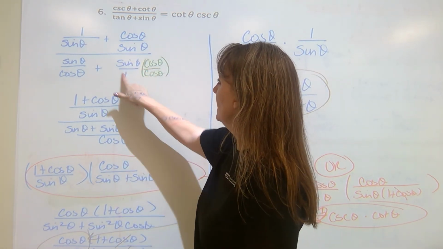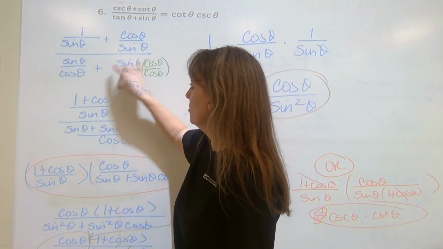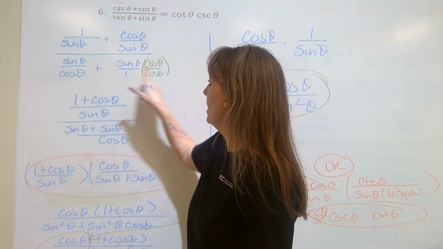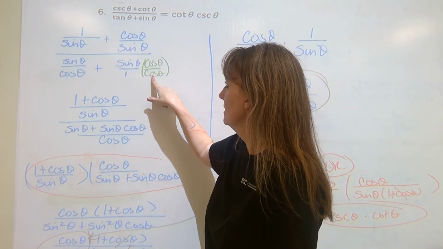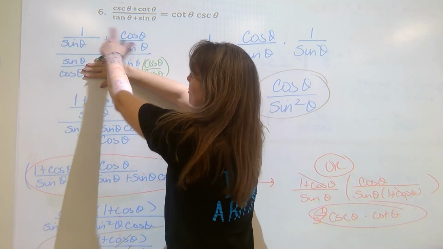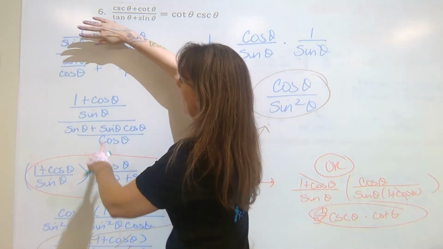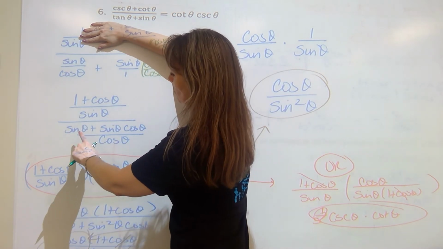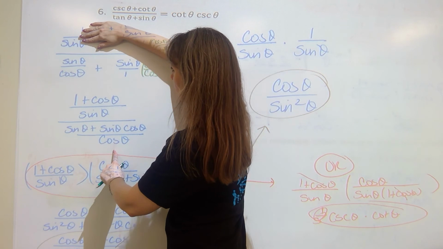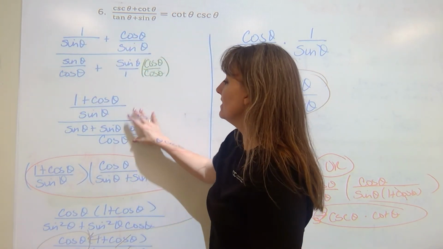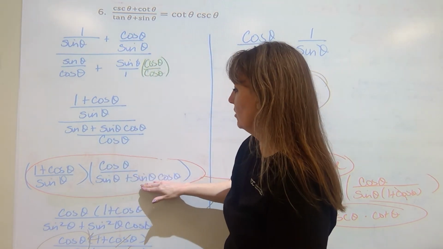And then right here, so that my big denominator has a common inner denominator, I multiplied this term by 1, cosine theta over cosine theta. That allowed me to take the numerator of my statement and rewrite it as 1 plus cosine theta over sine theta. And the denominator of my statement, rewrite it as sine theta plus sine theta cosine theta over cosine theta. And then this is just a division problem.